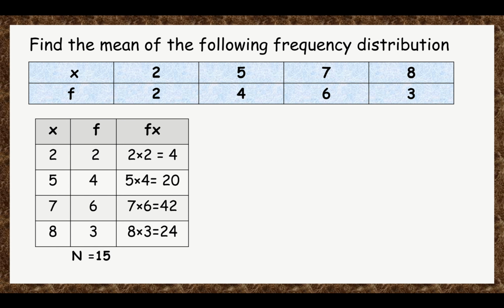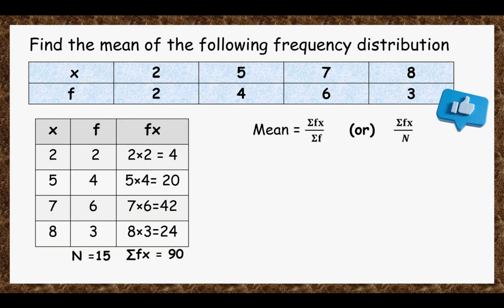So we have to multiply the X and F column to get a new column, that is Fx. Now you need to find summation Fx. So you have to add all the values in Fx column. 4 plus 20 plus 42 plus 24. Then you will get summation Fx is equal to 90. The formula for mean is equal to summation Fx by summation F, or you can take summation Fx by capital N. So you can choose anything. Capital N is nothing but summation F.